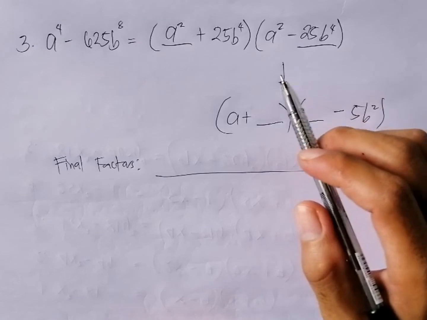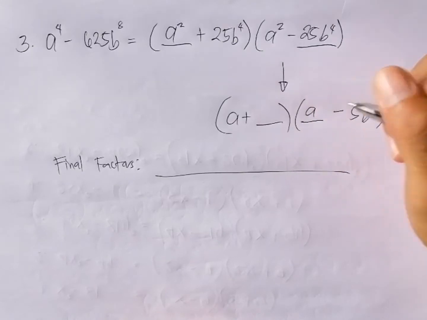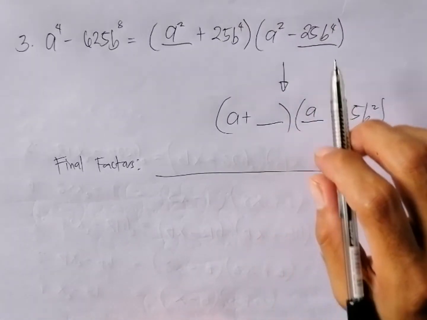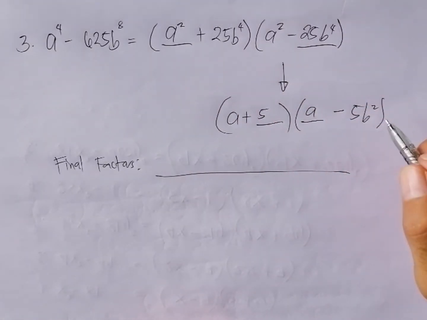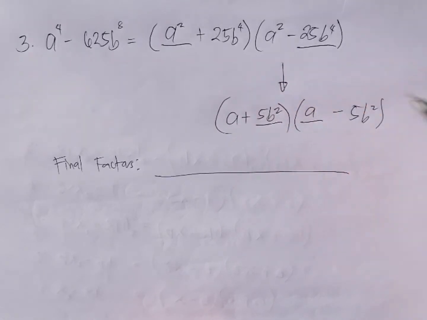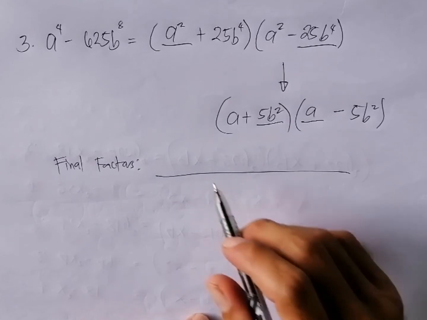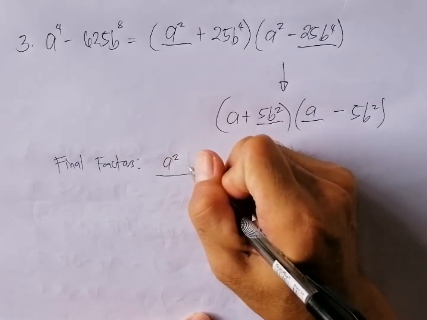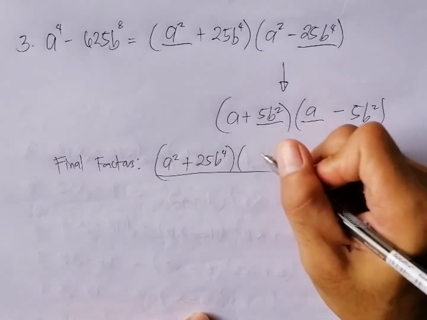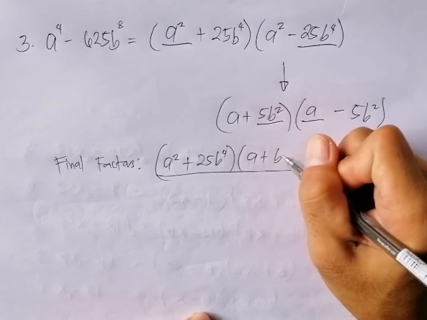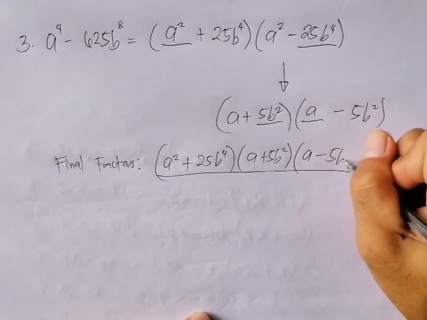You have a squared divided by a, that is equal to a. Then 25 divided by 5, that is 5. b raised to 4 divided by b squared, that is b squared. Then the final factors, you have this a squared plus 25 b raised to 4 times a plus 5b squared times the quantity of a minus 5b squared.